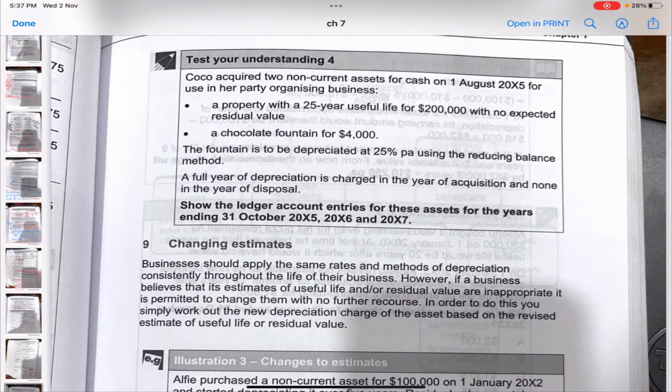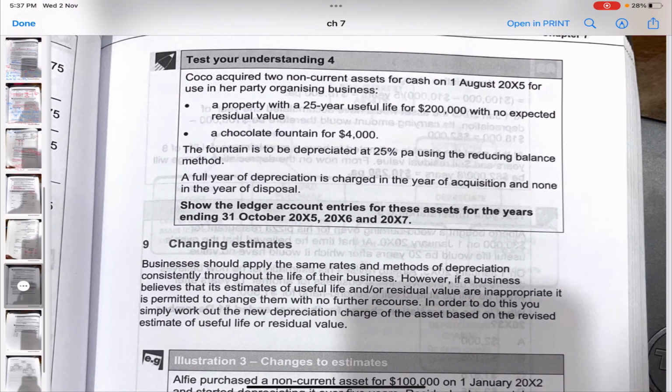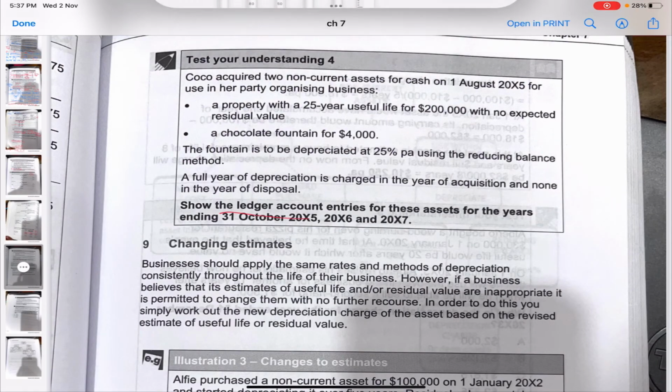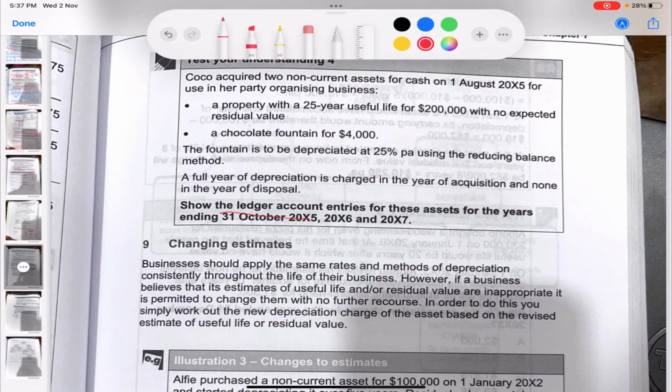Now we have test your understanding 4. Let's quickly do this also. We will not do the ledger accounts because I told you if you do the journal entry you will be able to do the ledger accounts. Coco acquired 2 non-current assets for cash on 1st August 2005 for use in her party organizing business. A property with a 25-year useful life for 2 lakh with no expected residual value, and a chocolate fountain for $4,000. The fountain is to be depreciated at 25% per annum using the reducing balance method. A full year of depreciation is charged in the year of acquisition and none in the year of disposal.